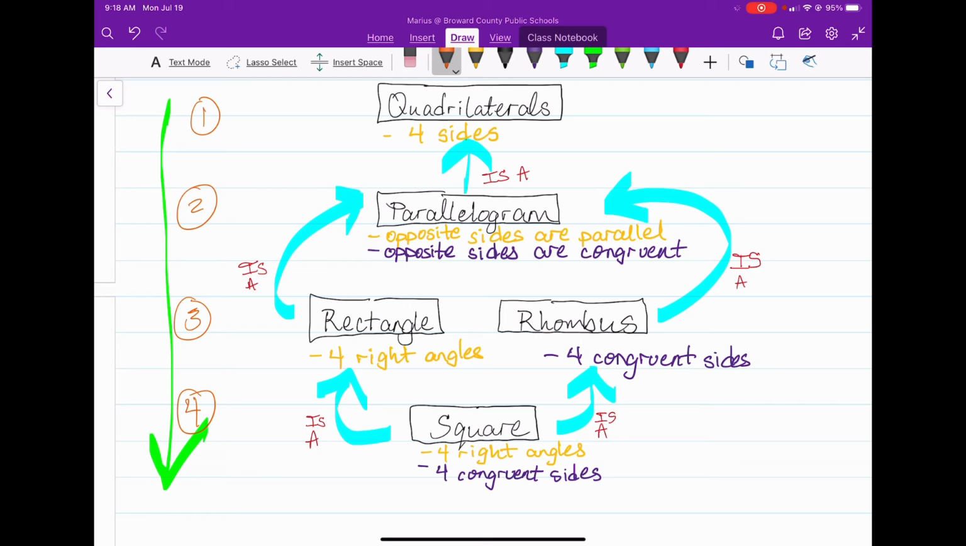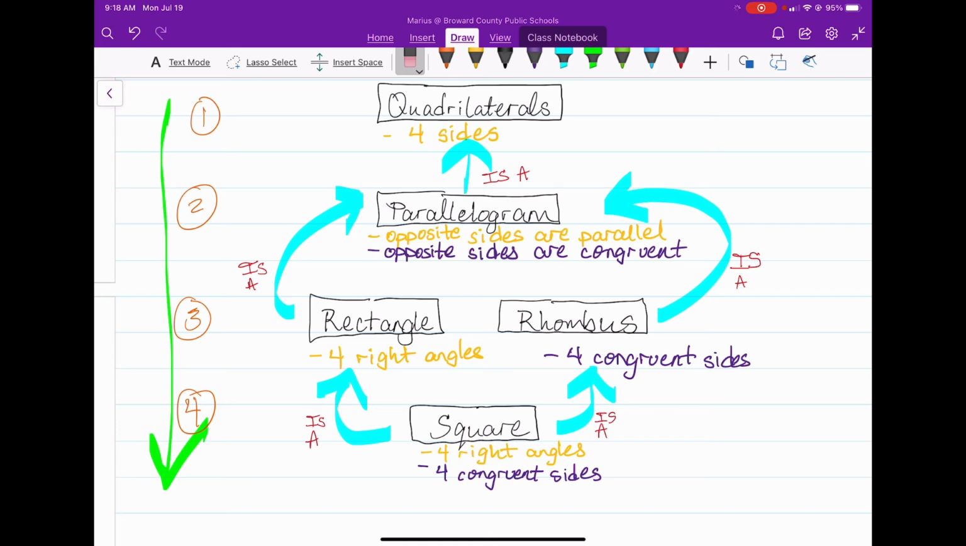And as you can see, I have these highlighted arrows, the blue highlighted arrows, and next to each blue highlighted arrow is the phrase "is a." So for example, if we start all the way down at the bottom at level 4 where it says a square, if I'm looking at this arrow over here, the left side, I can read it saying a square is a rectangle, okay? Or I can say a square is a rhombus, all right? That's how you can read that.